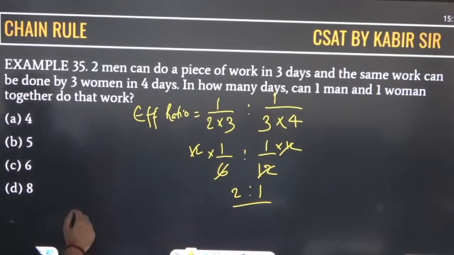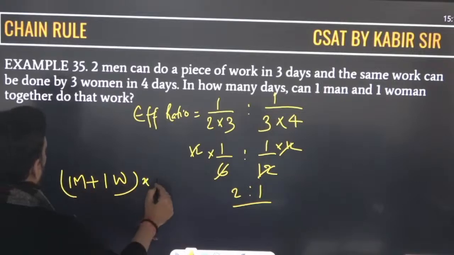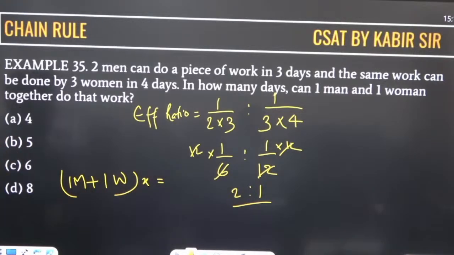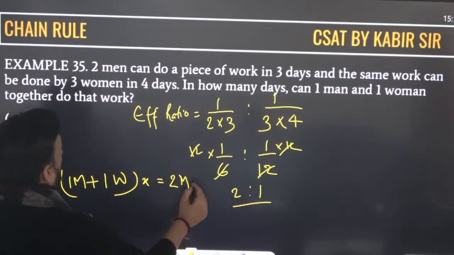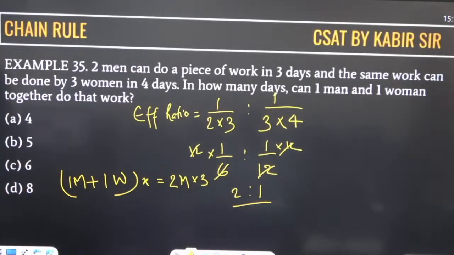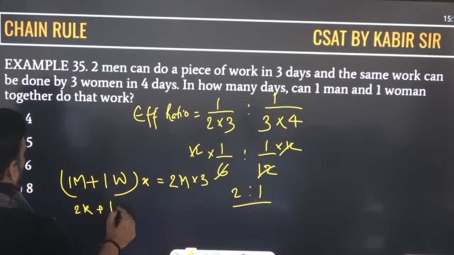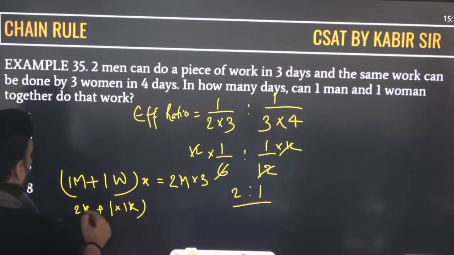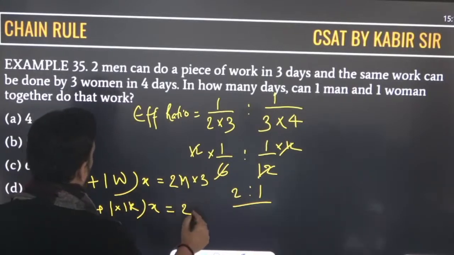The question is asking one man and one woman. So how many days will they take? Right. Two men in 3 days. This will be M is 2k. So this will be 2k plus 1 into 1k. This is x equal to M is 2k.